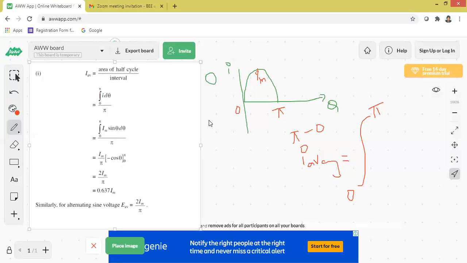And which quantity we are taking? Current. So current formula is what? I. And current is changing with respect to theta. Therefore, I have taken here I d theta. All of you understood here? All students? Formula for current I. Is it clear?